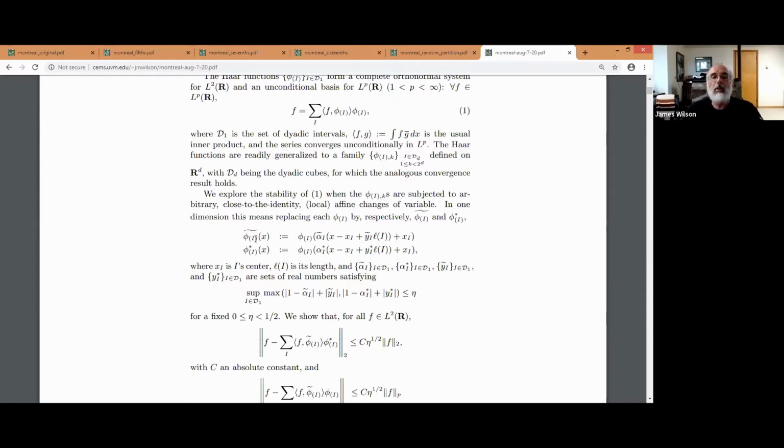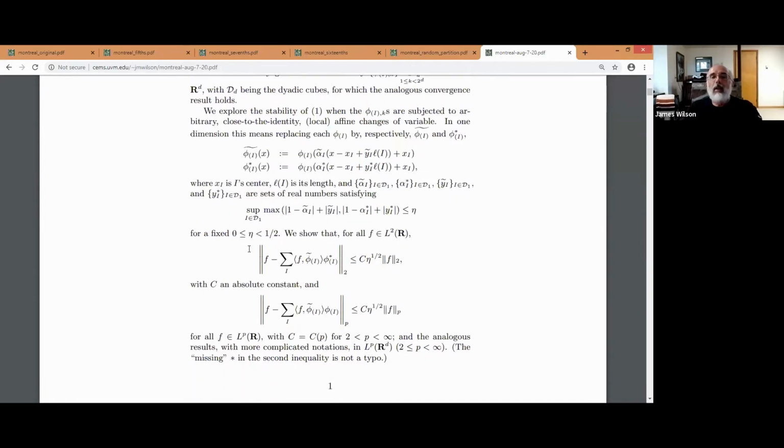And then you use these to build perturbations of the Haar functions. Basically, you take alpha_I twiddle, shift from the center, add a little thing that's scaled according to the length of the interval, and then add back the center. So it's like a little shift plus dilation centered around the center of the interval, and a corresponding thing for the other Haar functions.